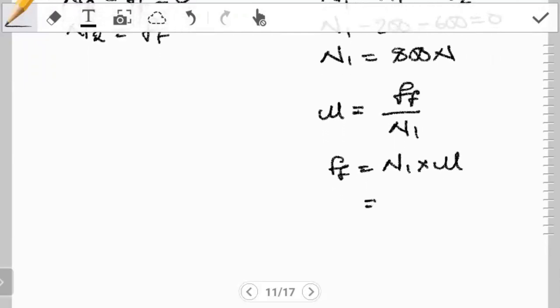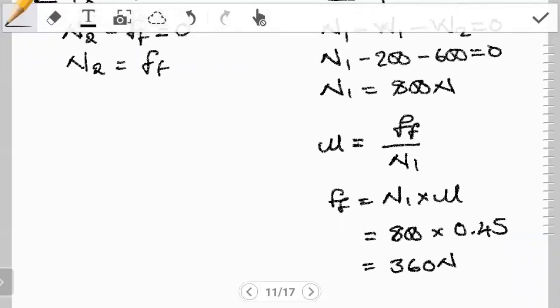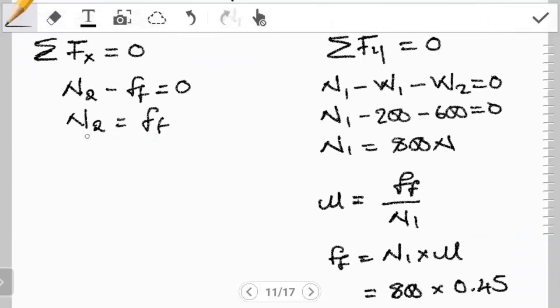Both we know what they are. We've just found this as 800, and the coefficient of static friction is given in the equation. That's 0.45. We multiply these and we get 360. And this is still a force, Newtons. Now, since we know this, coming back to the forces in the X direction, we saw that N2 is equivalent to the force of friction. Then it implies that N2 is also equal to 360 Newtons.